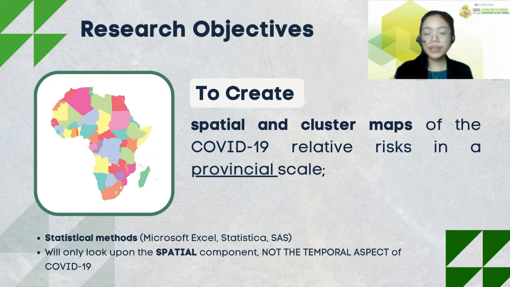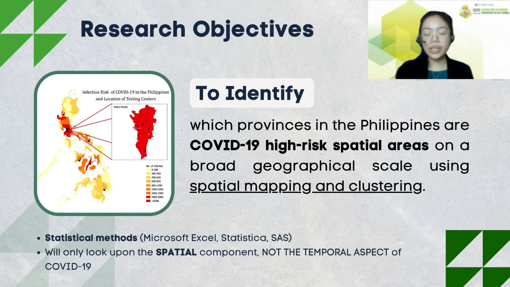Third is to generate spatial and cluster maps of standardized incidence ratios or COVID-19 relative risk using the GeoDa software. It is important to remember that the maps created contain relative risk of provincial spatial units and cities in the national capital region. Finally, the last objective is to identify which provinces can be considered COVID-19 high-risk spatial areas, which involves observation of clustering in spatial maps.